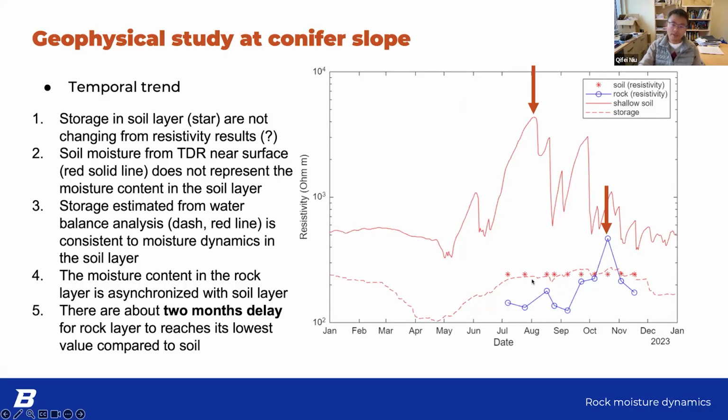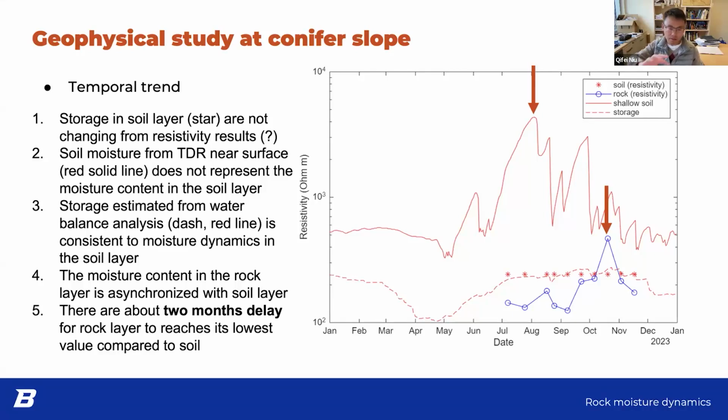For comparison, we also use two different things. The first one is soil moisture at the very shallow subsurface, at 5 or 8 centimeters, near the surface, from TDR measurement data. We use that TDR soil moisture data and then calculate what the resistivity would be.